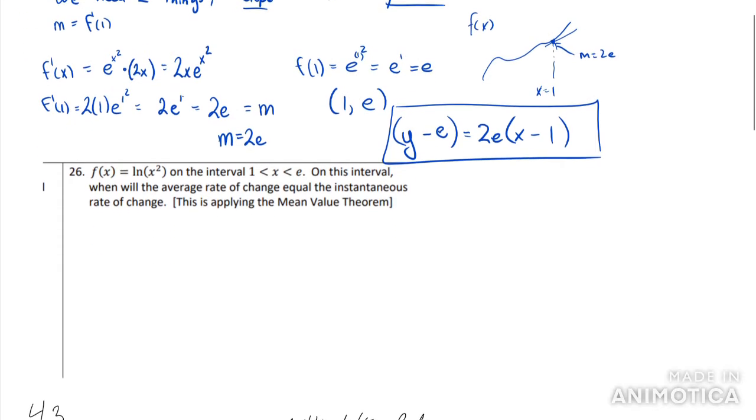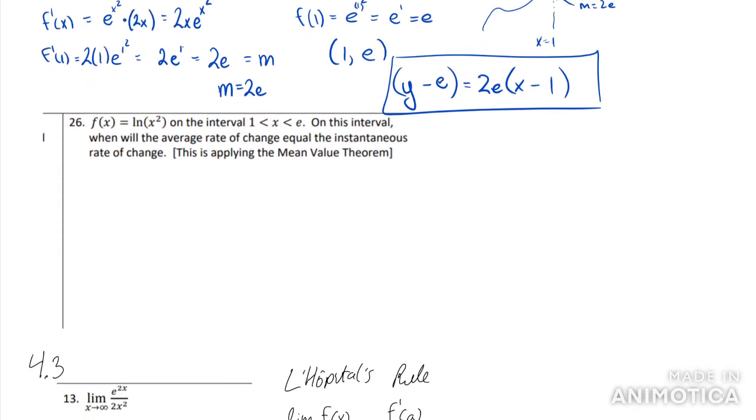All right, next question, number 26. If f of x is the natural log of x squared on the interval 1 less than x less than e, when will the average rate of change equal the instantaneous rate of change? Whenever you see the average rate of change, this was kind of a common mistake on our most recent test. This is talking about a secant line. When it's talking about instantaneous, this is f prime of c. You're evaluating the slope at a specific point.